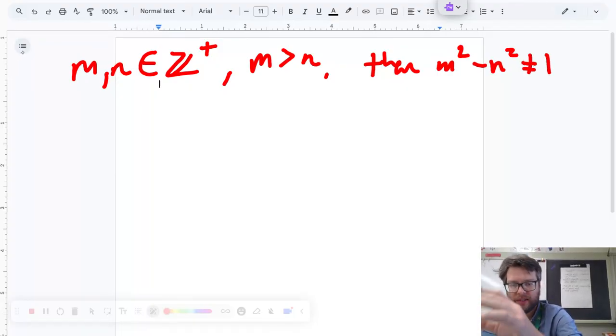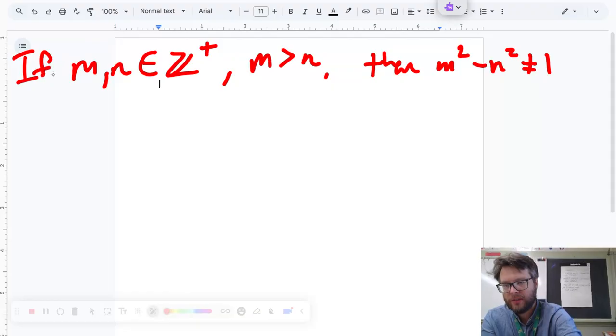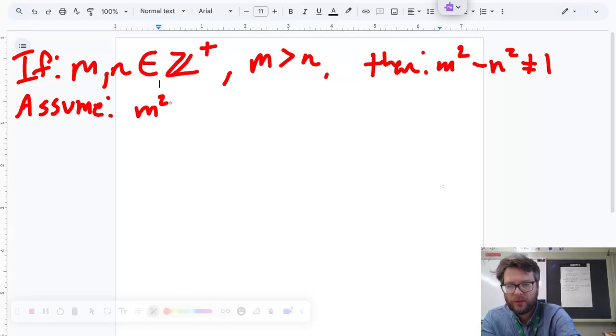So they phrased it as given, it follows that, and that's the same as when it says given, that's your if part, it follows that is your then part. So let's assume the opposite of then. So assume m squared minus n squared equals 1.